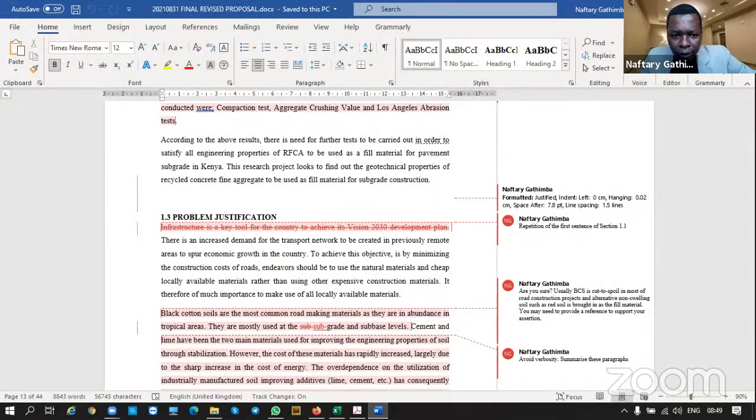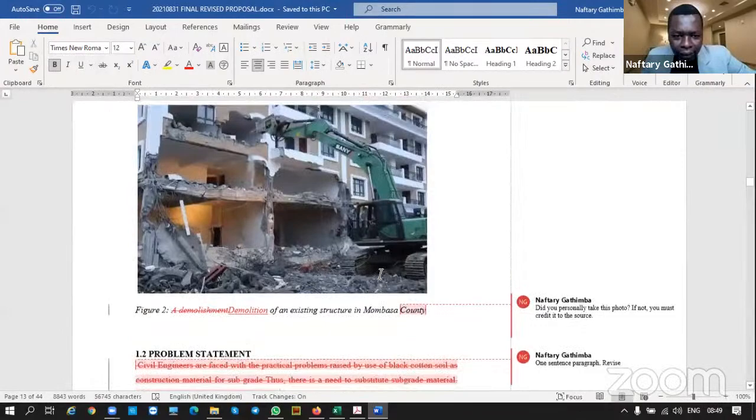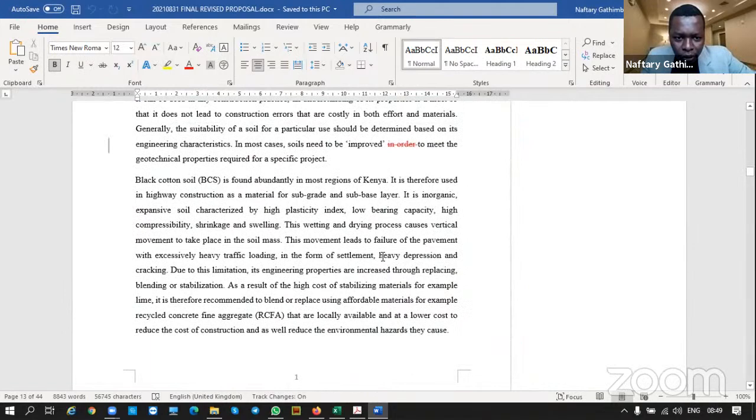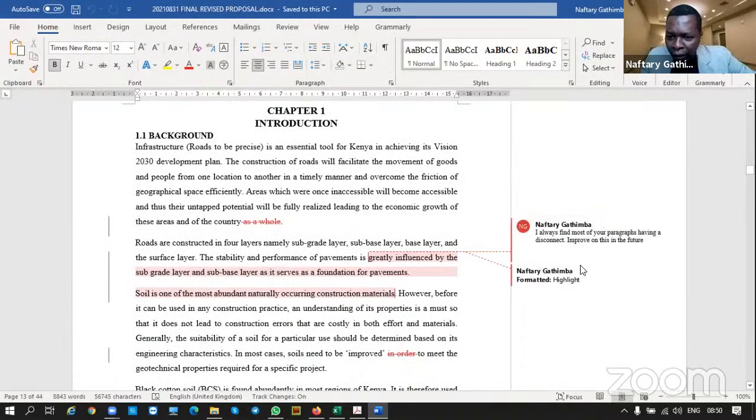Okay. So I don't know whether you can see this document. This is the last comment I made. I know I signed the other document, but I don't know whether you addressed these, because there's something I had noted here. I said I always find most of your paragraphs having a disconnect. Yes, this is an area you need to improve.